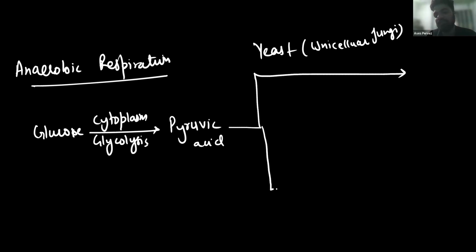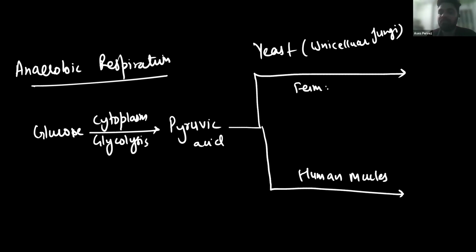And the second case is human muscles. And this is all fermentation. This step is fermentation. You can write here, fermentation. So in the yeast, what do we get?